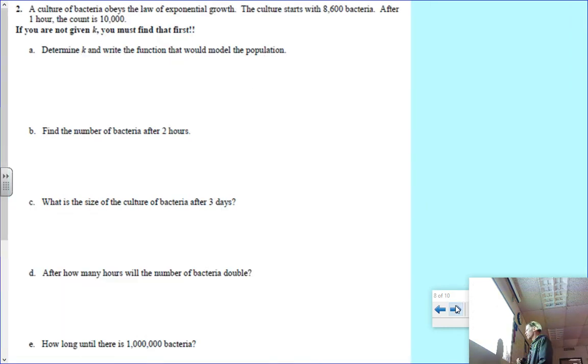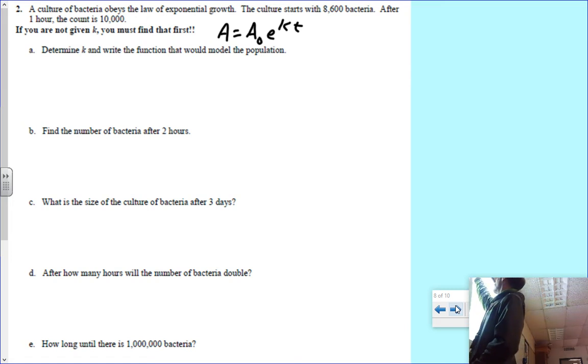Okay? Let's go on to the next example where all of a sudden we don't know what K is. So if you see number 2, we have a culture of bacteria. We know it starts with 8,600, and after 1 hour, there's 10,000. That's all we know. So we have to take that format. Again, it's always going to be in that format of this, right? So we know our initial, and we also know an A and a T, where if T is 1 hour, we know A is 10,000. So we can use that to find K and write our equation. So what's that going to look like?